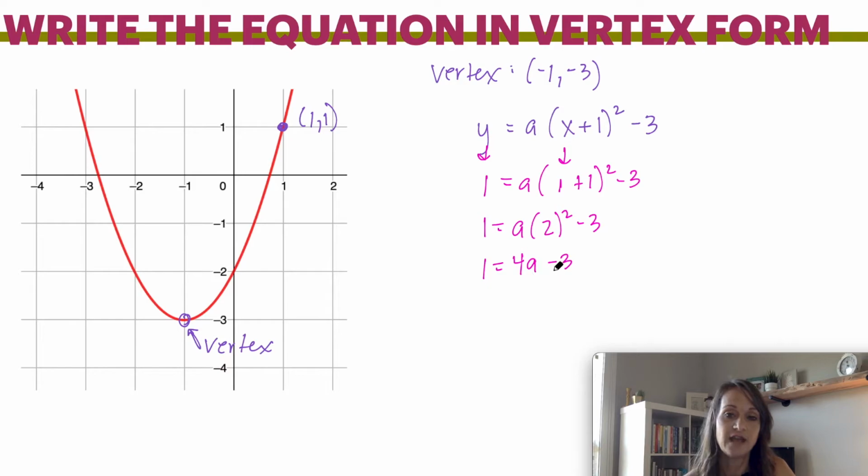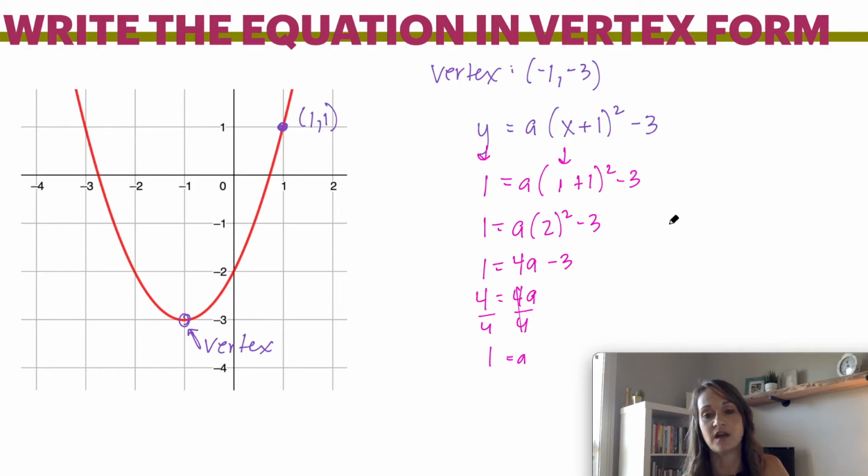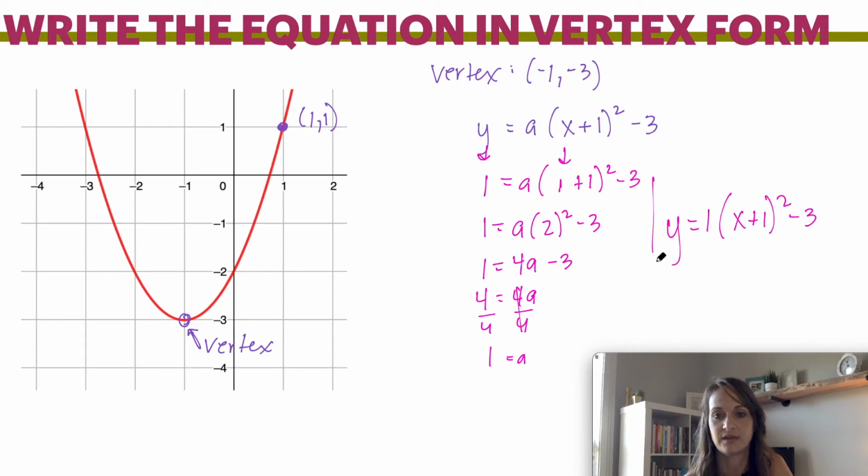Now, to solve for a, I'm going to add 3 to both sides, and I'll get 4 equals 4a. Divide by 4, and a equals 1. So therefore, our final answer is going to be 1, because that's what the value is for a, (x + 1) squared minus 3.